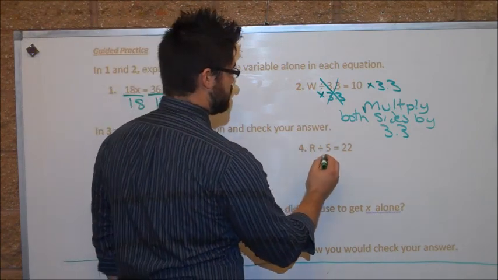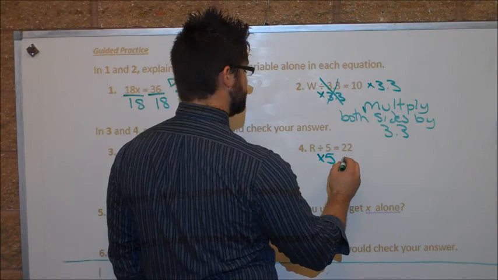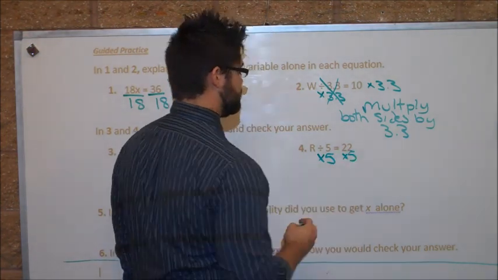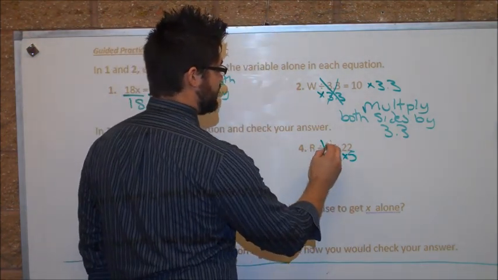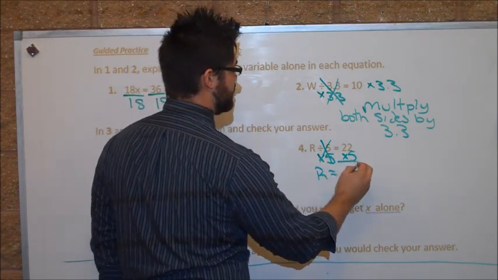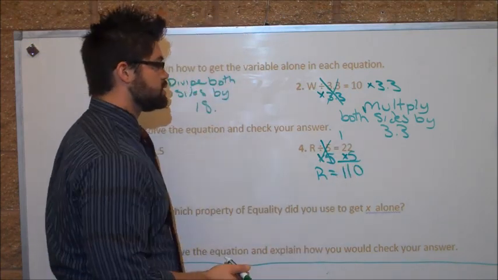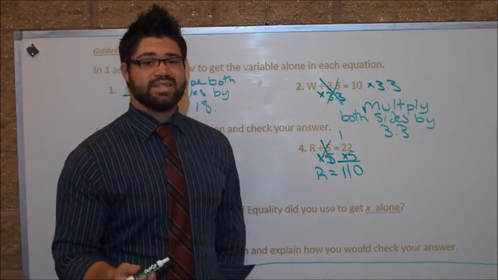So I'm going to take r times 5. What I did on one side, I have to do to the other side. So now I'm going to do 22 times 5. So on this side we canceled out, and r equals 22 times 5. 2 times 5 is 10. 2 times 5 is 10, 11. So r is going to be 110.